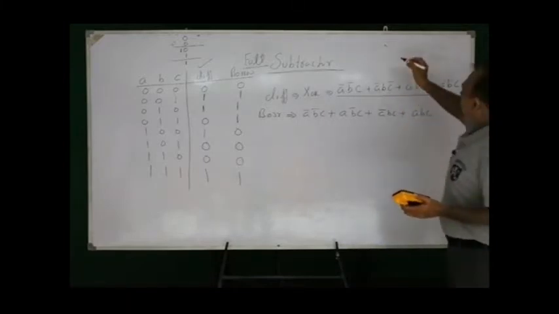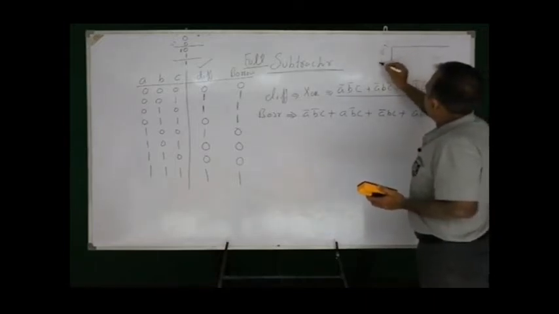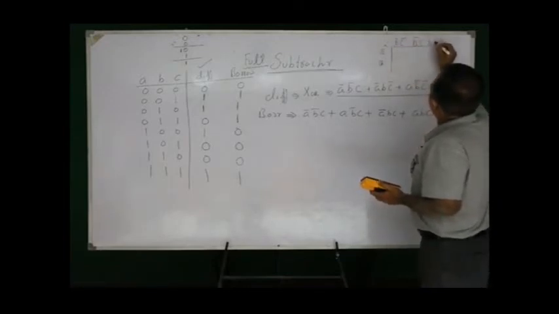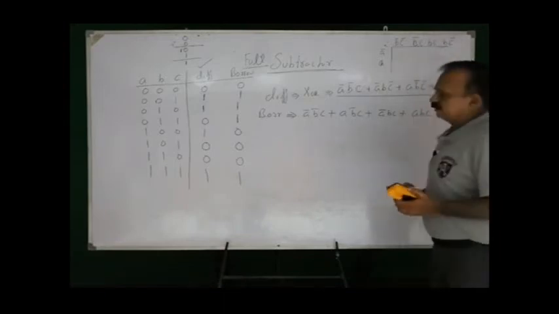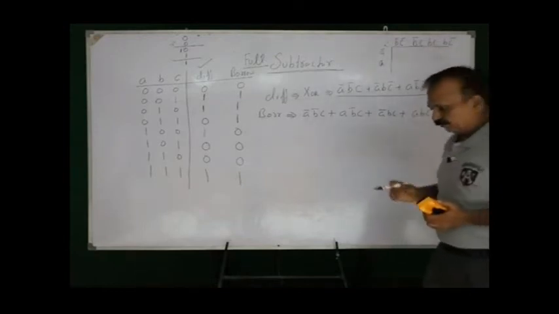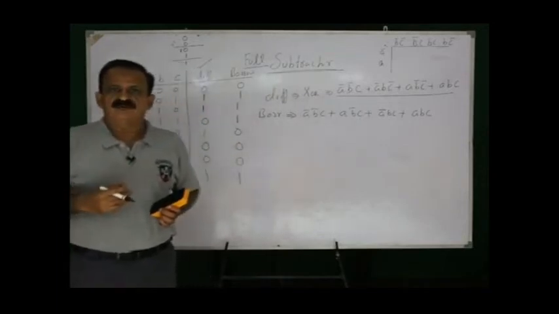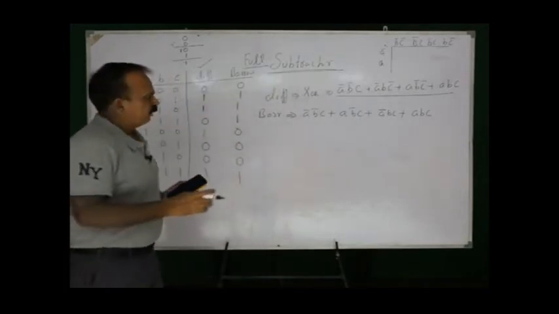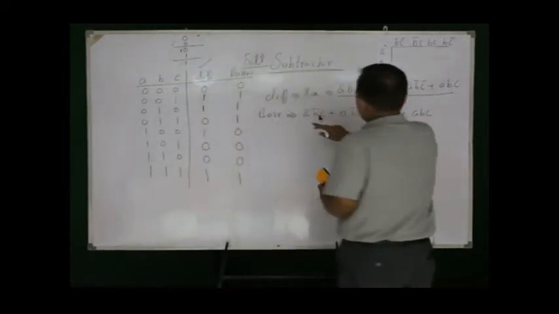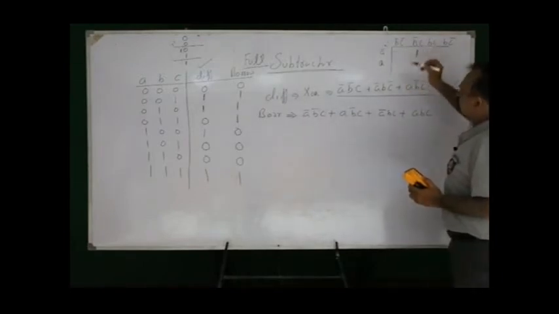If I draw a K-map for this, the K-map will have A bar, A, and next B bar C bar, B bar C, B C and B C bar. As we know, a K-map is basically drawn in the form of cyclic codes. Now, I will be placing these entries as 1. That means A bar, B bar, C. This entry will be 1.